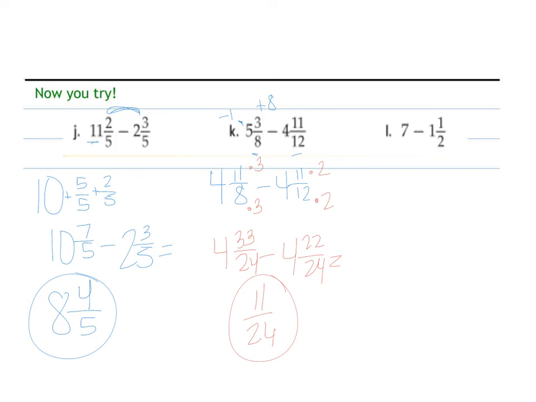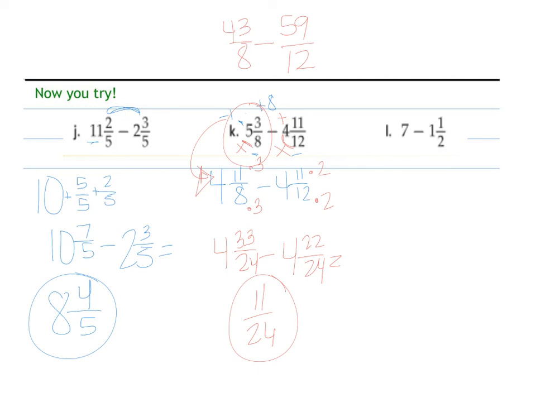If the renaming from 5 and 3/8 to 4 and 11/8 is kind of confusing to you, you can always convert them into improper fractions. So 8 times 5 is 40 plus 3, so 43/8. And then 12 times 4, so 12, 24, 36, 48, plus 11 would be 59/12. And then you can convert them to the same denominator, and then you can subtract from there.